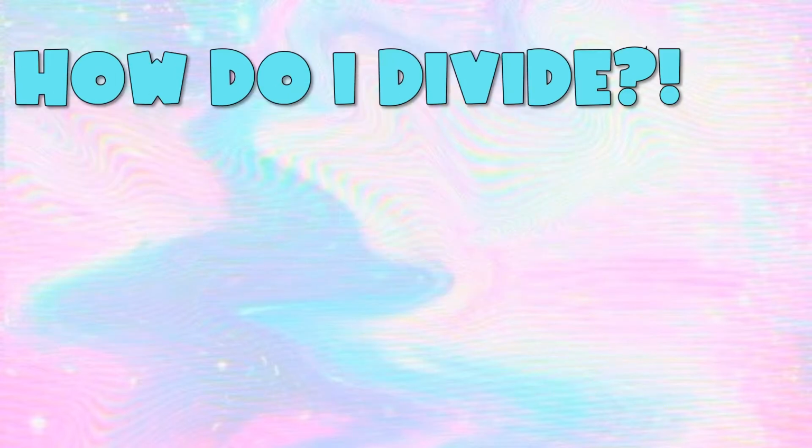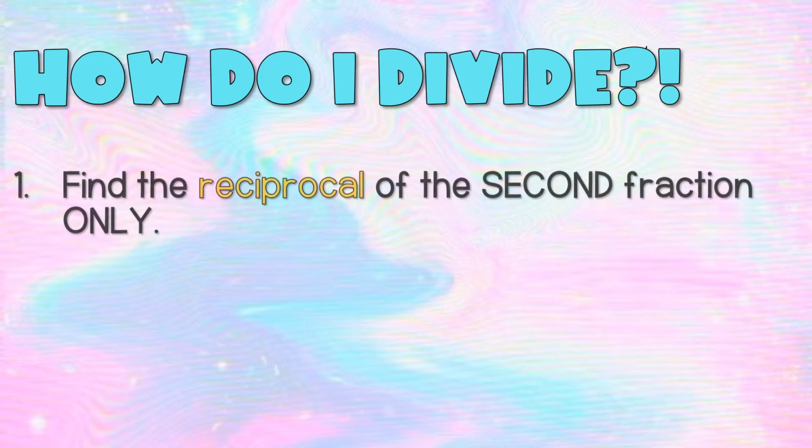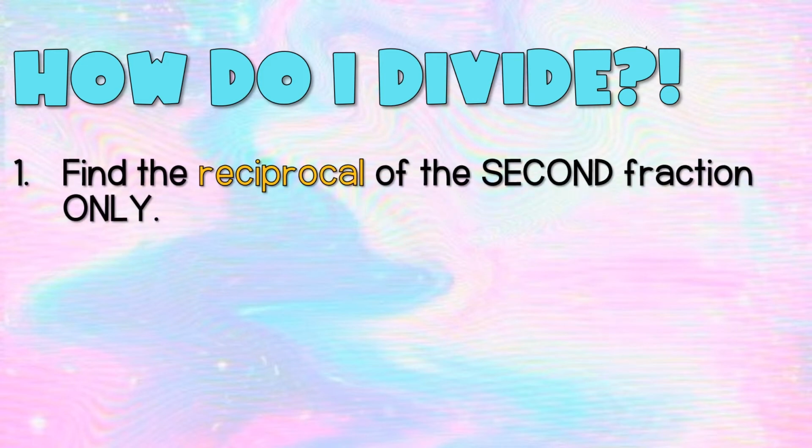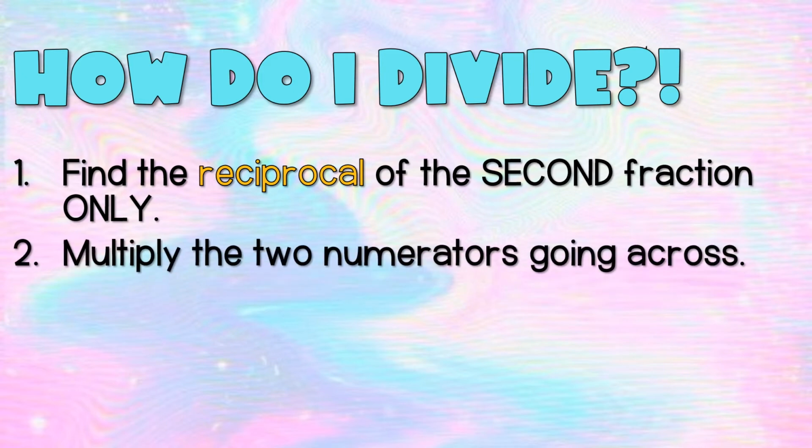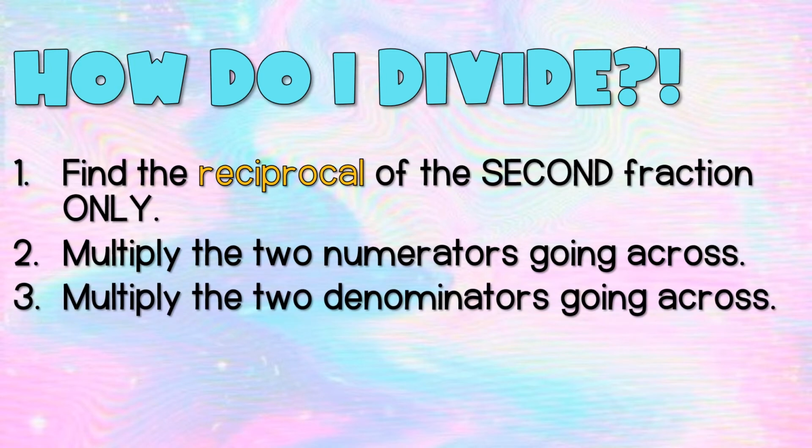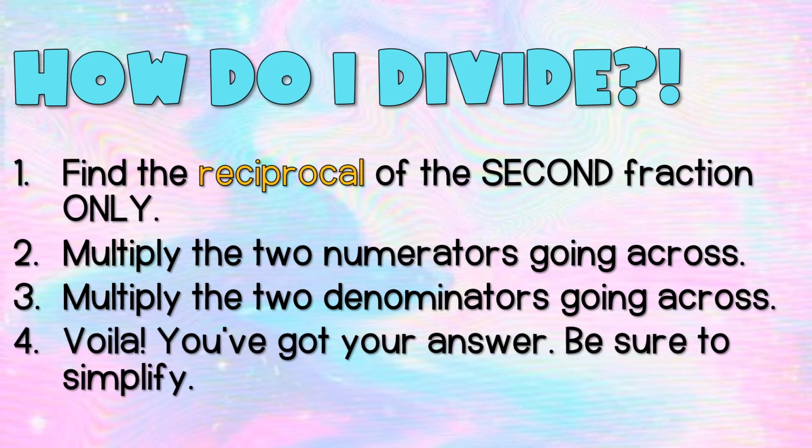Okay, so how do we divide? Well, our first step is finding the reciprocal of the second fraction only. Our second step is to multiply the two numerators going across, and our third step is multiplying the two denominators going across. So after you find the reciprocal of that second fraction, you're multiplying like you normally would in a multiplication fraction problem. After you do that, you've got your answer. Be sure to simplify.